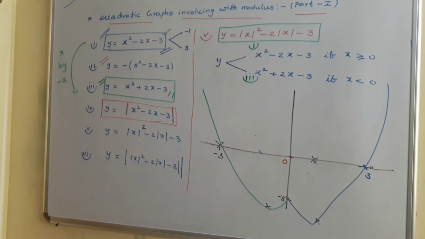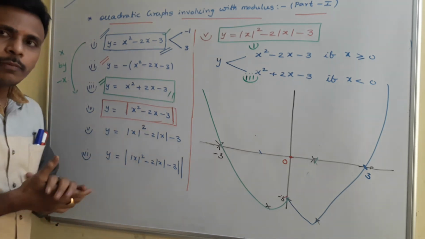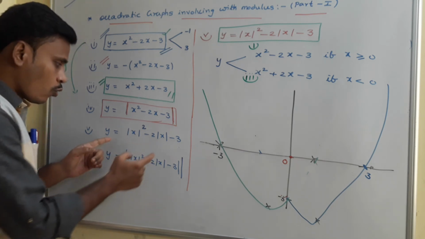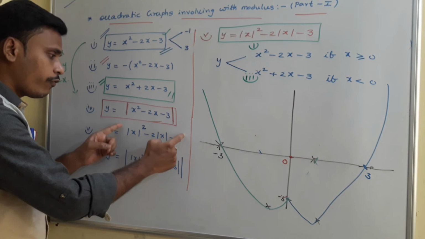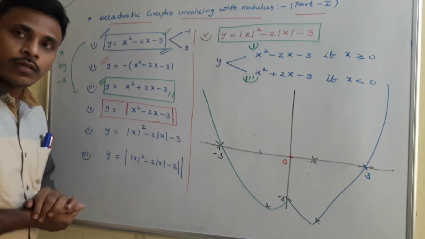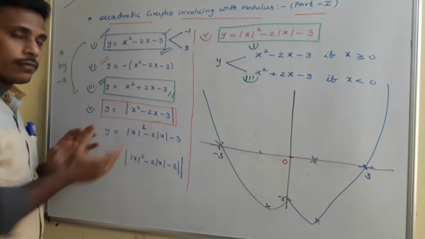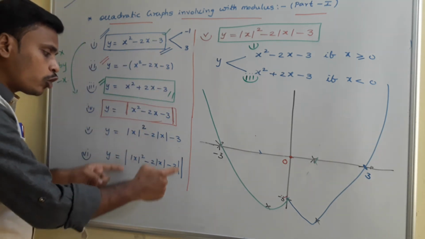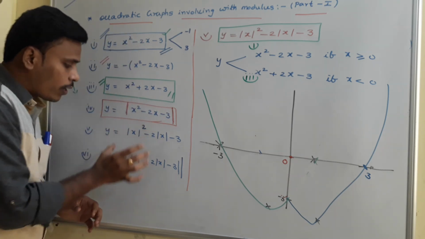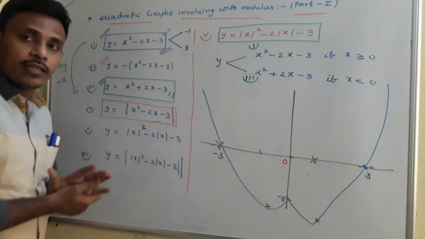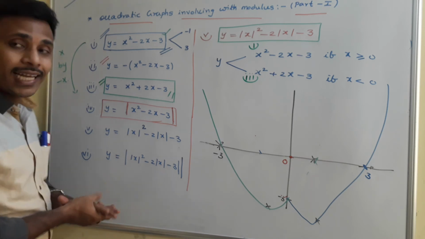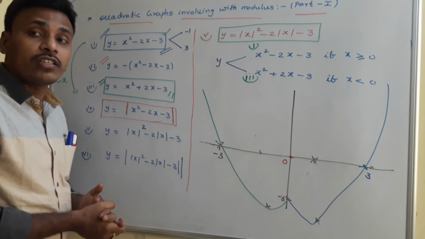Now finally look at the graph of the sixth one. What is the difference between the fifth one and the sixth one? We are just adding one modulus to the fifth one. What is the difference between the first one and the fourth one? We are just adding modulus to the first one. So if you add modulus to the total expression, just like 1 and 4, 5 and 6 now, since we are adding modulus, the y value is always positive. You can't get the graph in the negative region of y.